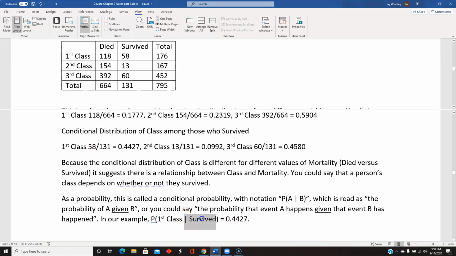given that someone survived, we're only talking about 131 people. And of those 131 people, 58 were in first class. So given that someone survived, that's 131 on the denominator. The probability that someone is in first class is 58 out of 131. But if I just say, what's the probability that someone's in first class, that's 176 out of 795. But if I say, what's the probability that they're in first class, given that they survived, I'm only now talking about 131 people. So that's a conditional probability.